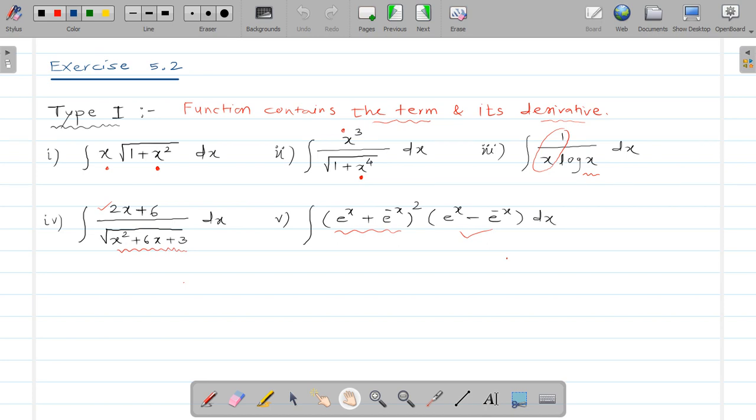Dear students, today we are going to solve some examples from the exercise number 5.2.